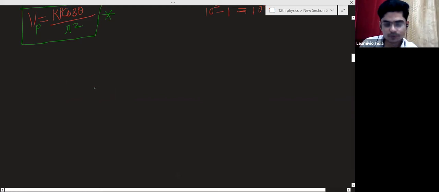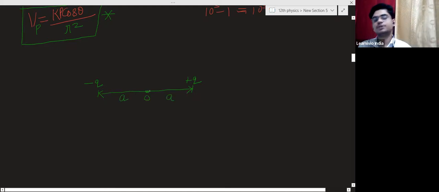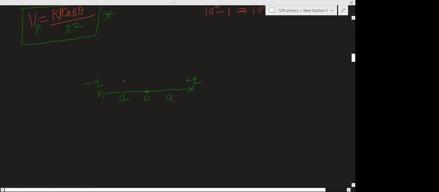Suppose this is charge minus q, and this is charge plus q, separated by some distance, with this point O at the center and distance A. This is a dipole now, guys. This is a dipole.